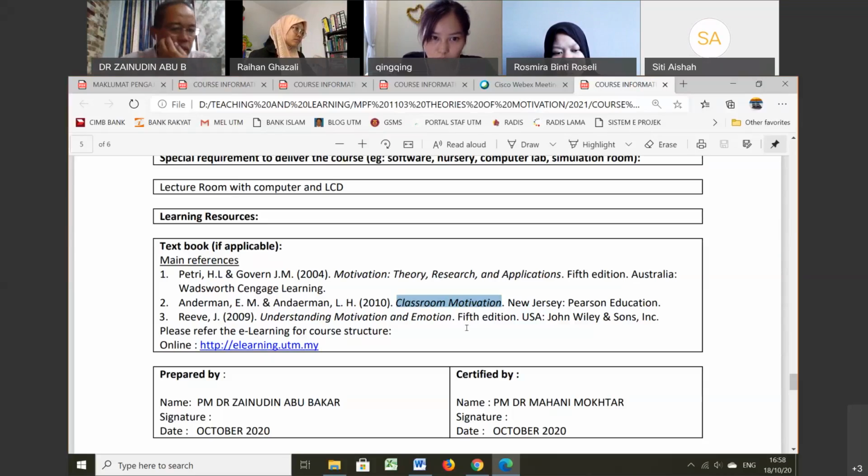And then the other one is Reeve, 2009, Understanding Motivation and Emotion. Again, this is a very good book, especially in exploring the basic foundation of human behavior, like I said, from those four perspectives: biological, cognitive, social, and then the learning perspective. So if you can find this ebook, I think it's very useful.